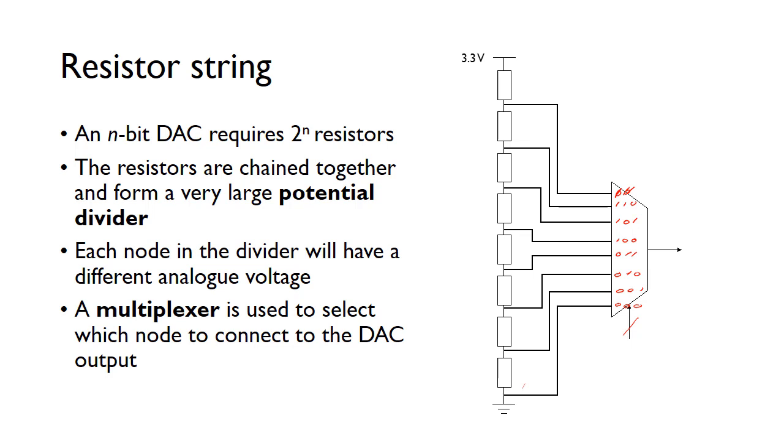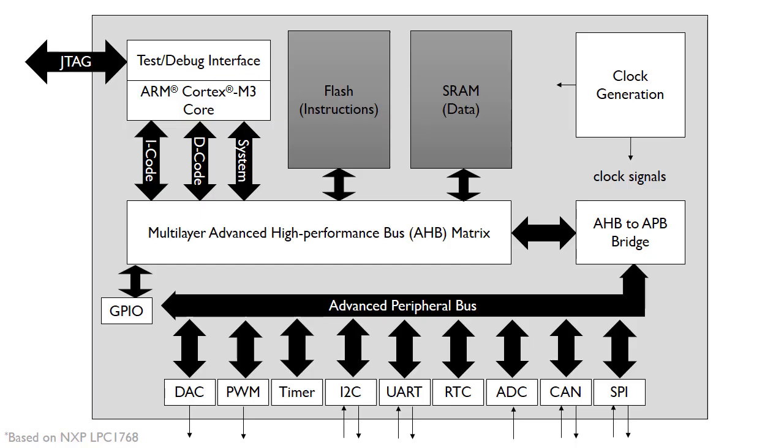So depending on what value we put here onto this select bus, we can choose which voltage essentially to feed through into the output. So it means, rather than getting 0 and 3.3 volts, we can just pipe whichever voltage we need to the output. So this is how we get the analog voltage on the output.